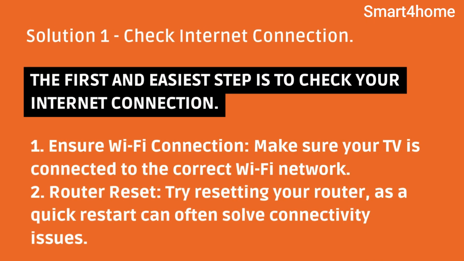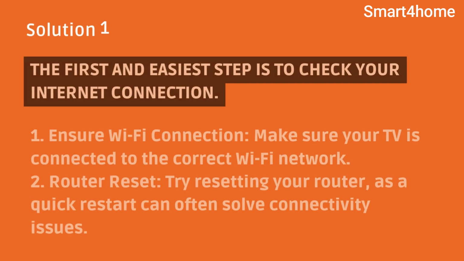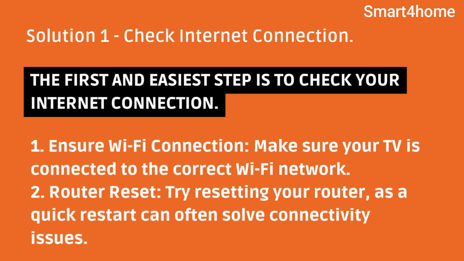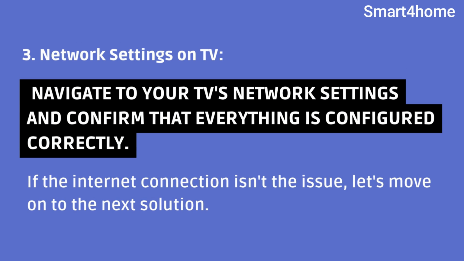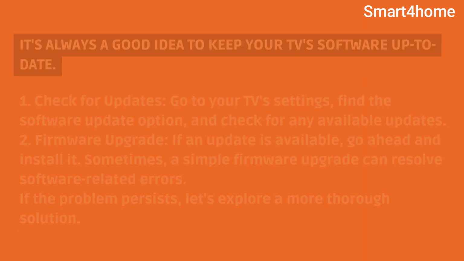Solution 1. Check internet connection. The first and easiest step is to check your internet connection. 1. Ensure Wi-Fi connection. Make sure your TV is connected to the correct Wi-Fi network. 2. Router reset. Try resetting your router, as a quick restart can often solve connectivity issues. 3. Network settings on TV. Navigate to your TV's network settings and confirm that everything is configured correctly. If the internet connection isn't the issue, let's move on to the next solution.